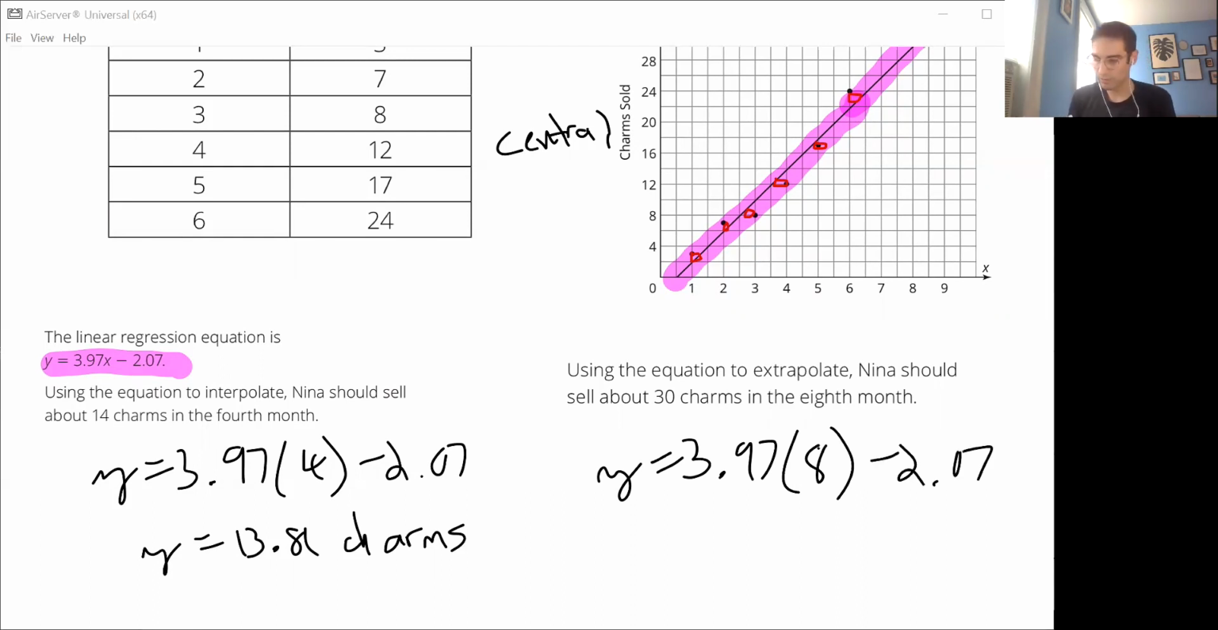So once again, we'll use a calculator. And we get, once again, it's pretty close, 29 69/100 of a charm, which is really close to 30 charms. So based on this prediction line, Nina can use this to predict how many charms she will sell in the future through use of extrapolation.